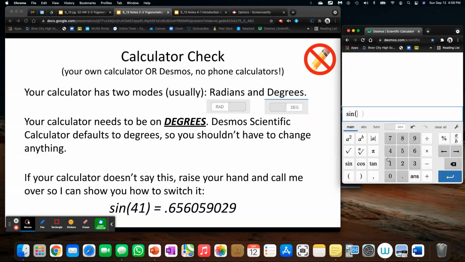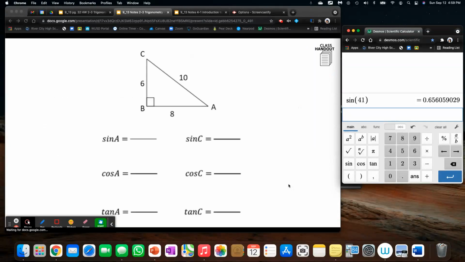So to check, you can do sine of 41, and that's 0.656. If your calculator was in radians, it would give you a negative number sometimes, or at least for sine 41. So sine 41 should be 0.656, et cetera. That's how you know that your calculator is in the correct mode.